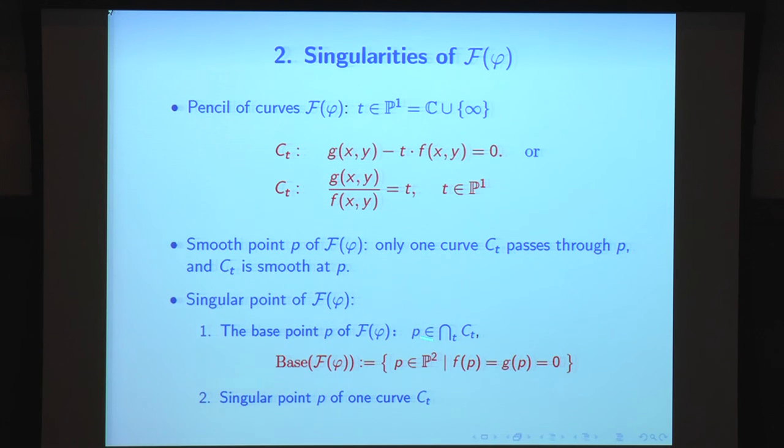A singular point: we consider singular points. Singular points have two kinds. The first kind is the base point of the family, which is the common locus of the curves. This is the common zero of F and G if the family is defined by this equation. Another kind of singular point is the singular point of one curve, which is not a base point. Other points are smooth points of the family.